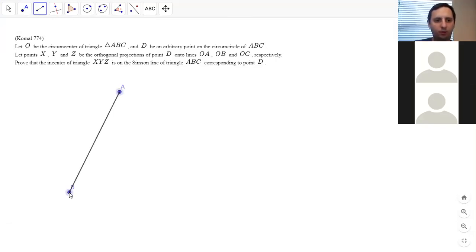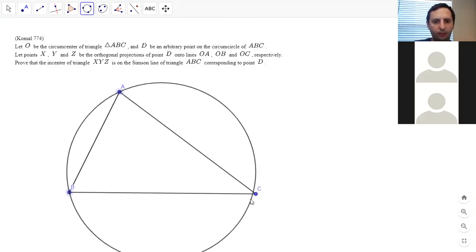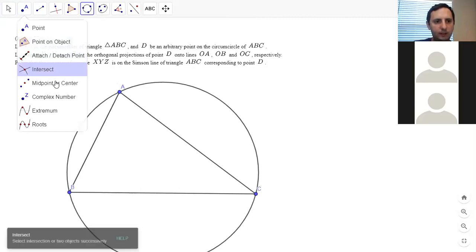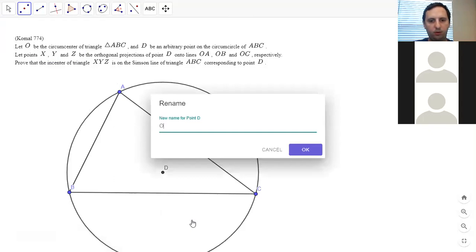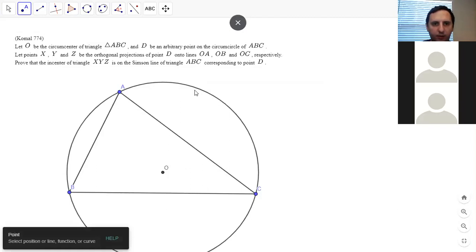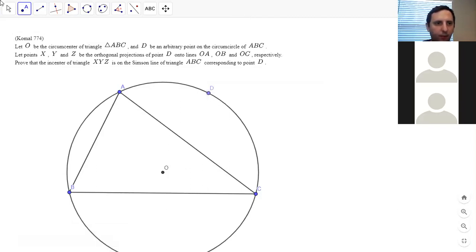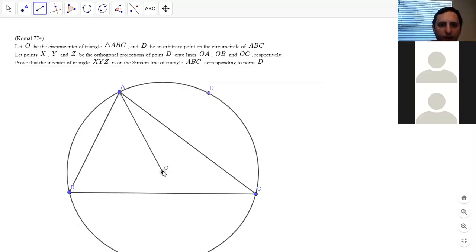Okay, so O is the circumcenter of ABC. And then we draw the perpendicular. D is any point on the circumcircle. This should be O. And we call this point D. And then we draw the perpendiculars from D to OA, OB, and OC. And we want to show the incenter of that triangle lies on the Simson line corresponding to point B.